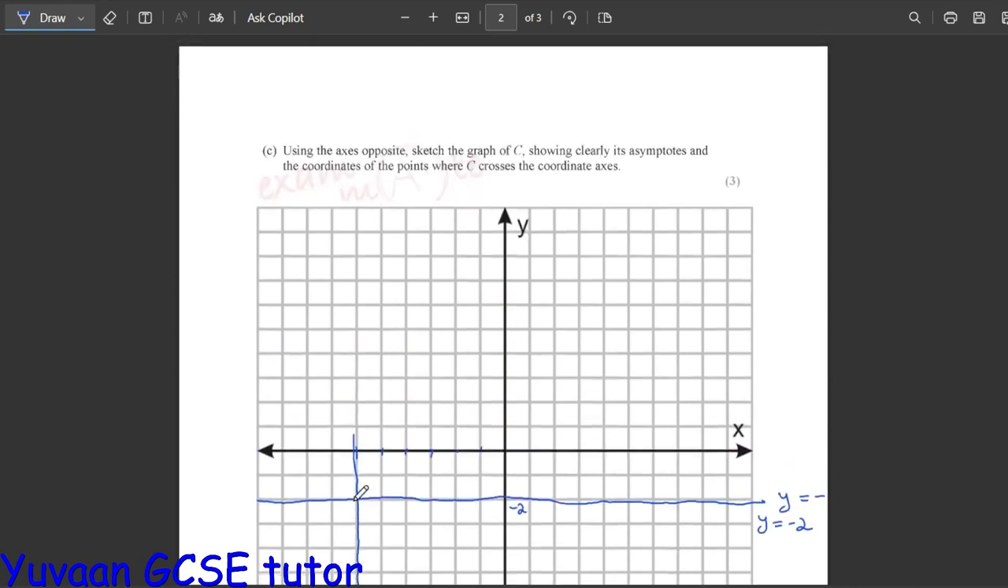I'm sorry that these lines are not straight. In your exam, make sure to use a ruler, please. You can say x equals minus 6, right? And this is minus 6. So guys, you can't just write minus 6 over here. You have to make sure to specify that this is x equals minus 6.